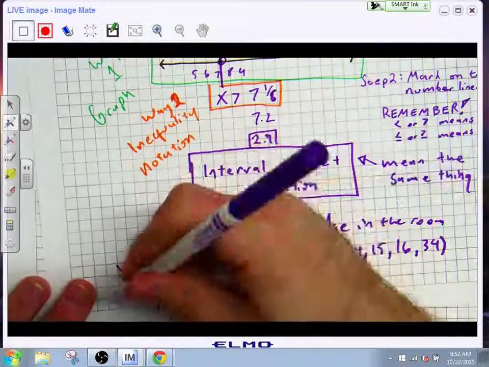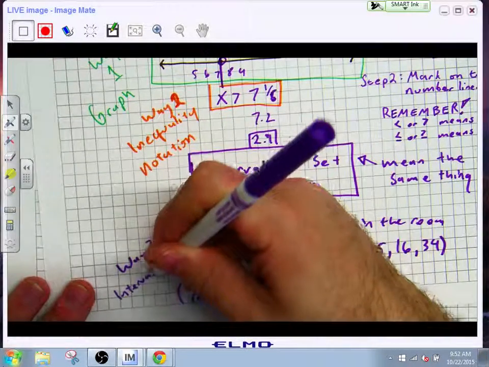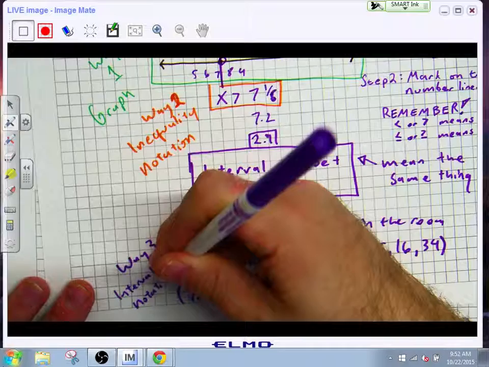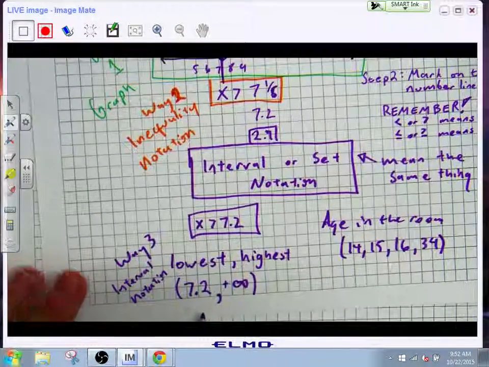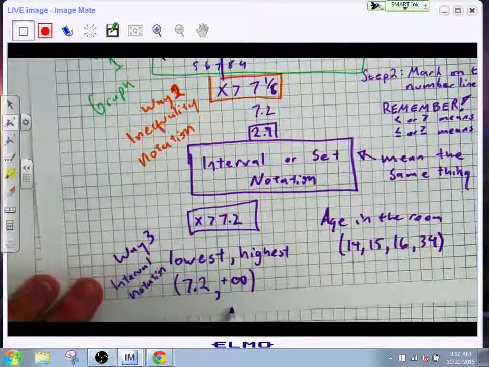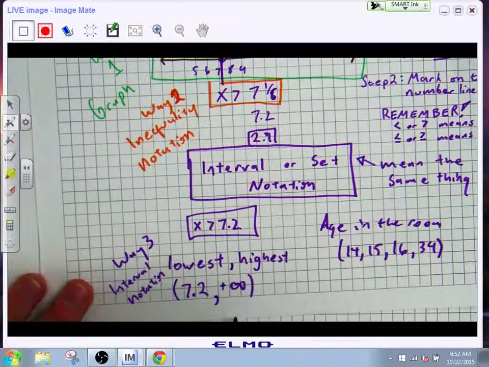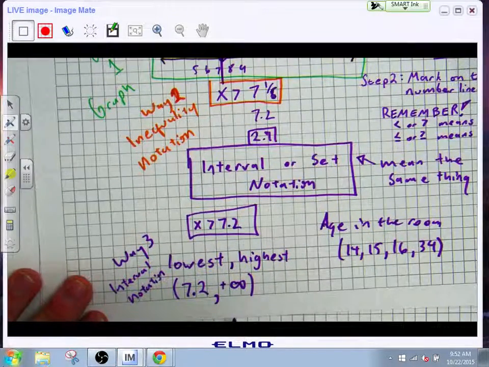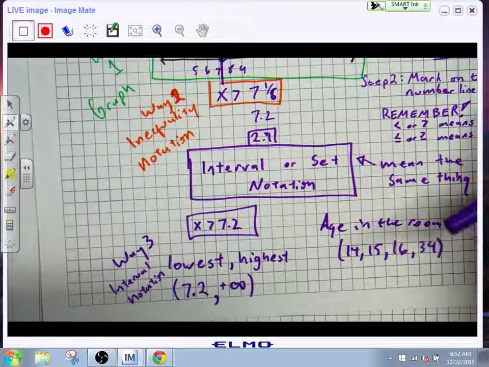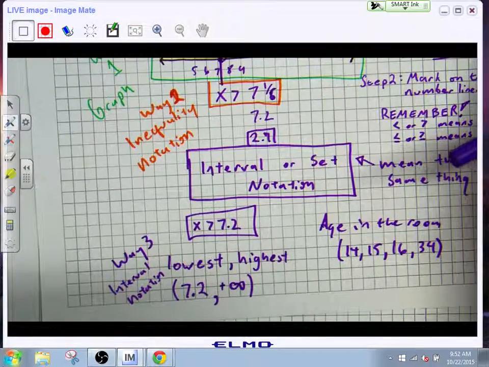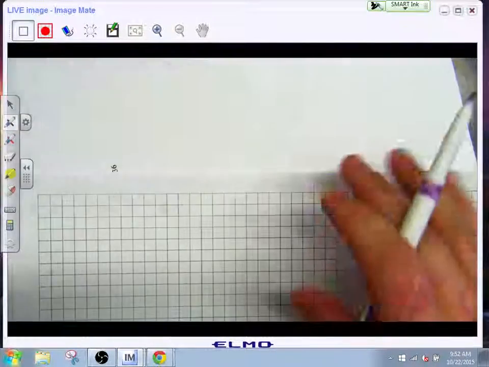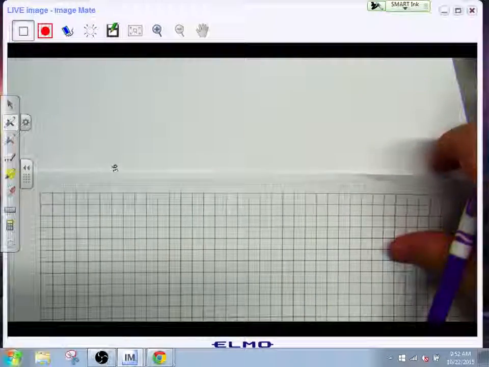This is going to be interval notation. 7.2 all the way to positive infinity. Questions on this? I want to show you guys a couple wrinkles because this is the most basic way. You guys all have this in your notes? Okay. So, I'm going to come up with another inequality.